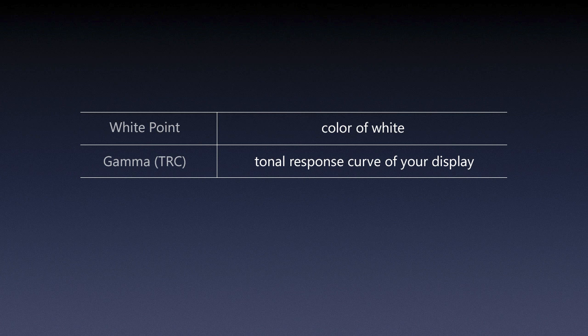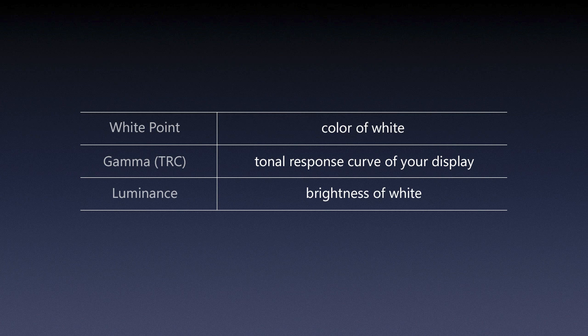We also need to specify the tonal response curve, which is essentially gamma, usually specified with a gamma value. And we need to take into account the luminance, or how bright the brightest point on your screen is. So the white point is the color of white. Gamma is usually what we refer to as the tonal response curve of your display. We'll talk about that later. And also we have the luminance. So we need to specify at least those 3 targets.